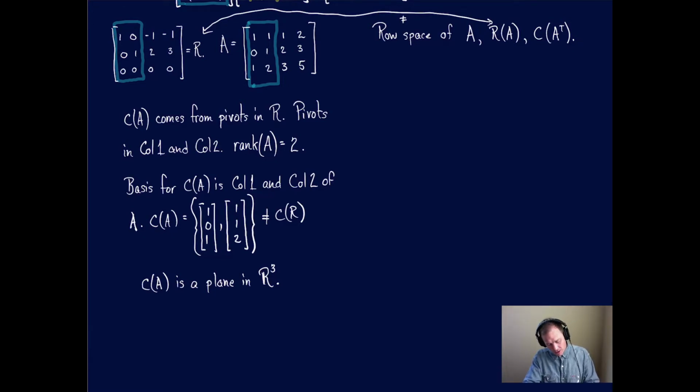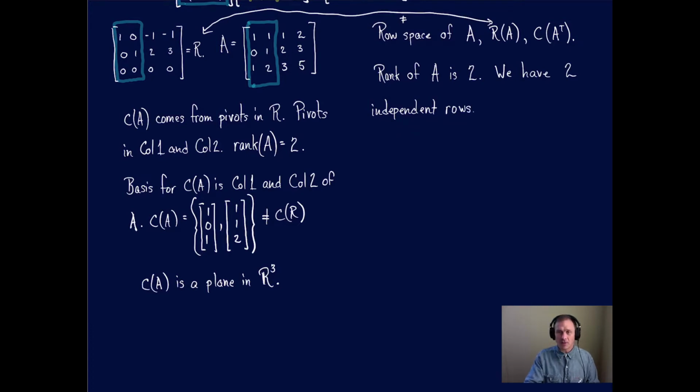Notice this. Well, what we have is the rank of A is 2. Well, what does that mean? That means that we have 2. It says that we have 2 independent rows. 2 independent rows. So the row space of A, what can we write?